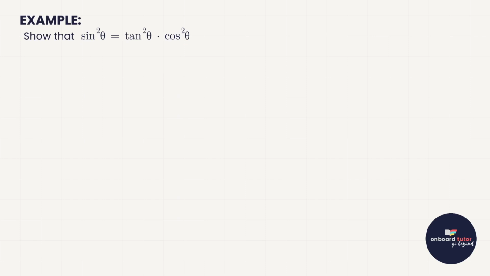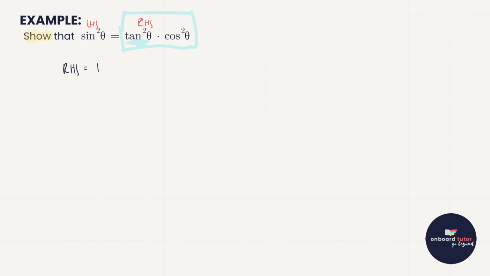Show that. So there's my magic keyword, show. Sine squared theta is equal to tan squared theta times cos squared theta. I've got 2 sides here, a left-hand side and a right-hand side, and one of these is more complex than the other. This one has got a tan, which can change into sine over cos. The right-hand side has got 2 trig ratios, whereas the left-hand side only has 1. So my leaning is to work with the right-hand side.